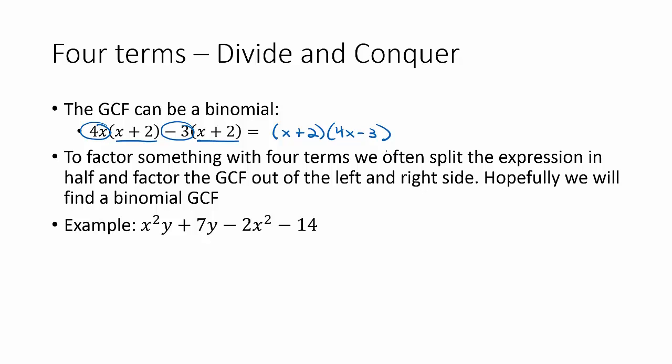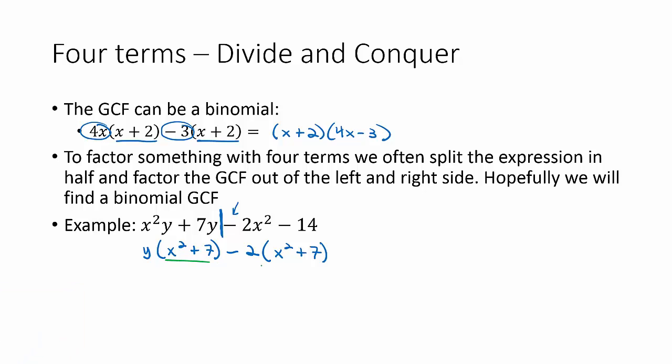So for example, if I have x squared y plus 7y minus 2x squared minus 14, we're going to divide this into the left and right sides. On the left side, we have x squared y plus 7y. They both have a y in common. So if I factor out the y, we're left with x squared plus 7. On the right side, we'll always take the sign with it, negative. They both have a 2 in common. Dividing out the negative 2 leaves us with x squared. Negative 14 divided by negative 2 is a positive 7.